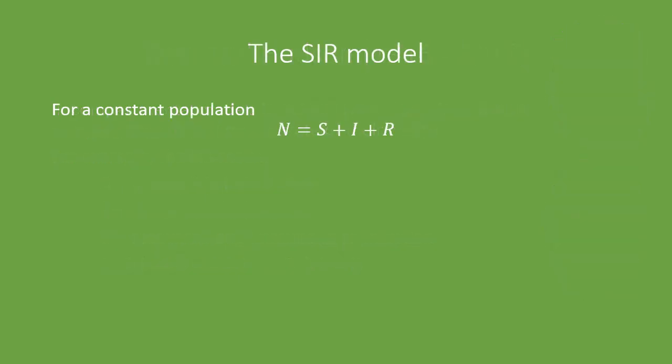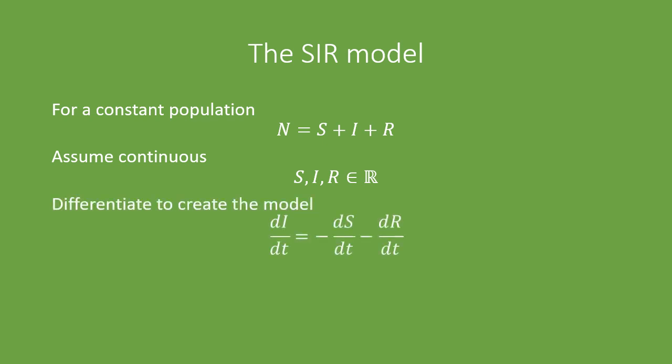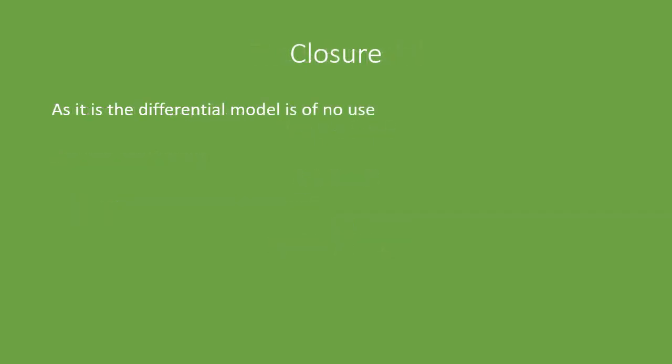We'll assume that there is a constant population, that there are no births or deaths, that individuals can be chopped up into pieces smaller than allowed by the laws of physics, never mind the laws of man. This allows us to differentiate the equation to produce the model. Not that that equation is of much use.